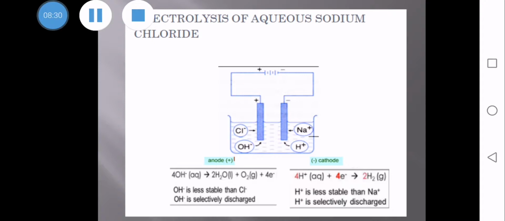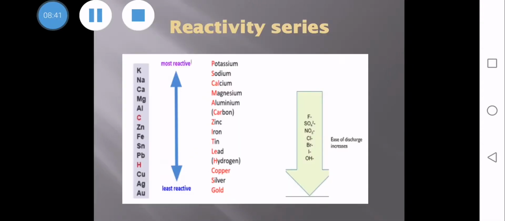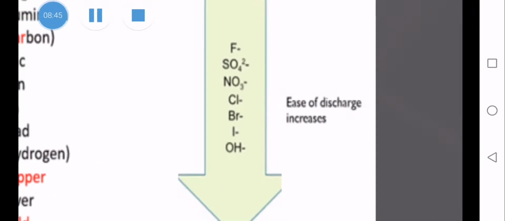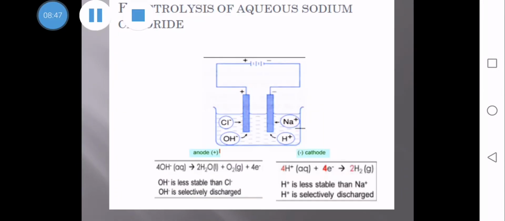On the other side you can see that OH negative ions are less stable than chlorine, so OH negative ions are selectively discharged rather than chlorine, and you have also seen this in the previous slide. Here you can see chlorine and OH negative, so discharge of OH negative would be easier just because it is less stable than chlorine.